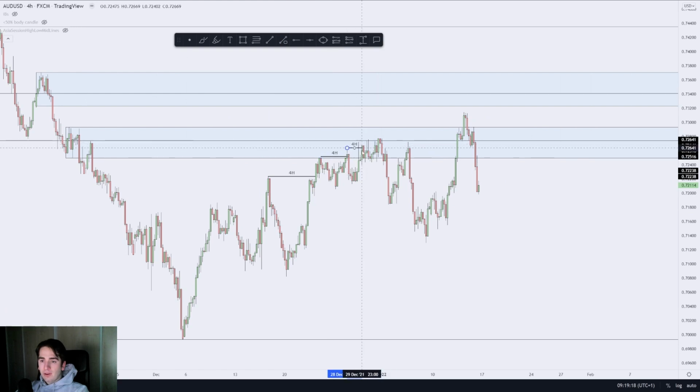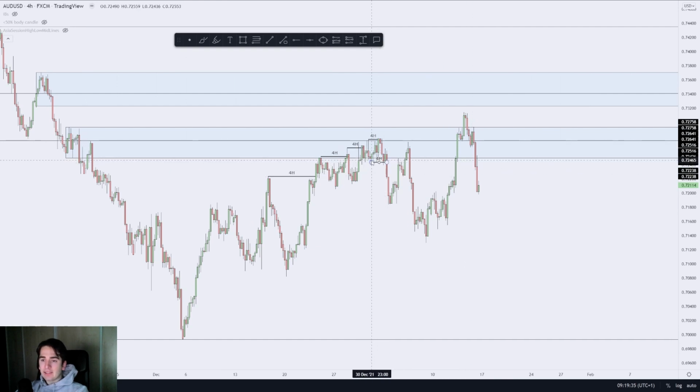Over here we have another 4 hour break of structure. Then over here, did we have a 4 hour? Yeah, over here as well we had a 4 hour break of structure. Then what happens? We have a 4 hour break of structure to the downside over here.